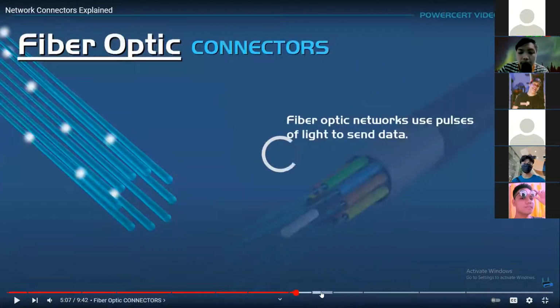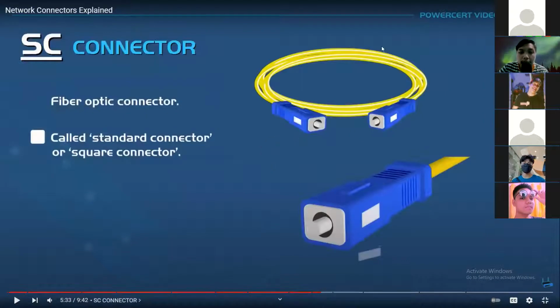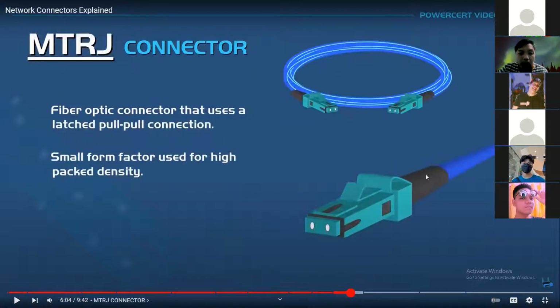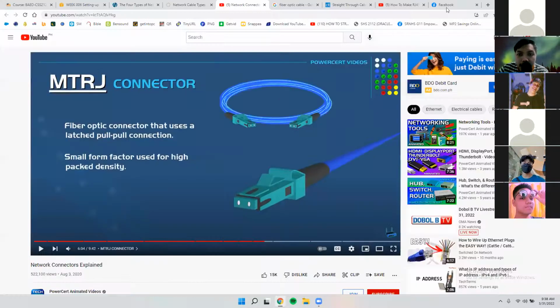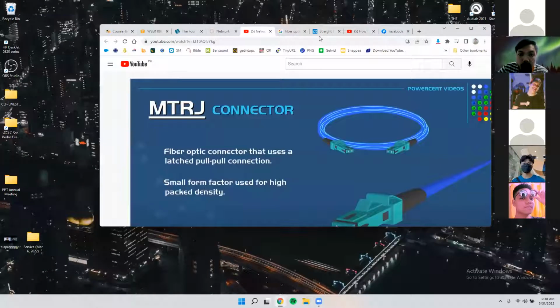Usually ito, mga fiber optics na yan. So ito yung kanina sinasabi ko that connects to your modem. Okay? So meron tayong single, meron din tayong 2 pins. So yan po yung about sa ating mga fiber optic cable natin. Okay? So let's proceed na sa ating network connection.